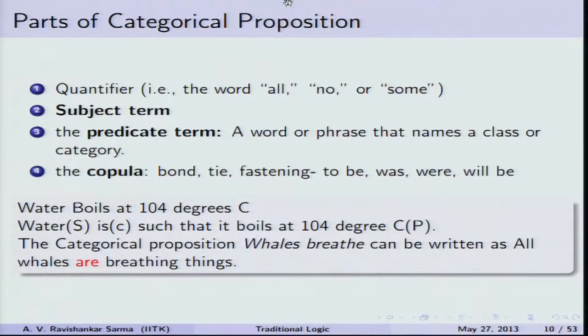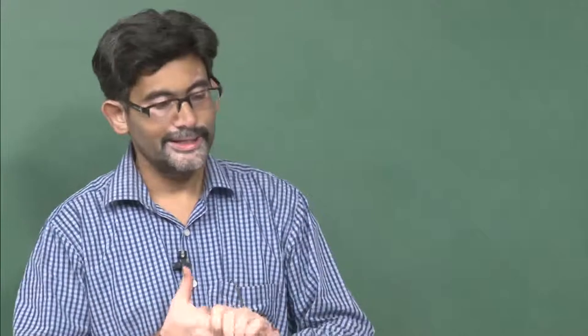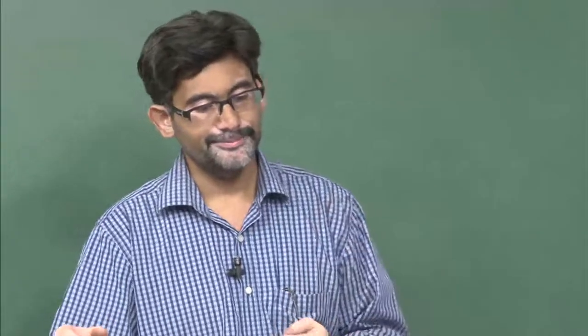One of the important constituents of a syllogism is the categorical proposition. So what are the different parts of a categorical proposition? We are trying to analyze what we mean by categorical proposition. First, it begins with a quantifier. All categorical propositions should begin with all, no, some, etc. Sometimes instead of all you might find every, each, etc. No can sometimes be used as never, and some can be used as at least some, etc.